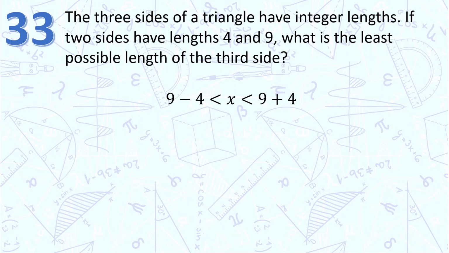So x is greater than 9 minus 4, but less than 9 plus 4. So the third side can only be a value that is greater than 5 but less than 13. Therefore, the least possible length of the third side is 6 units.